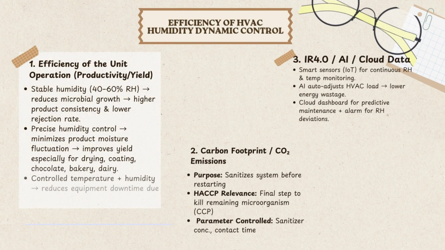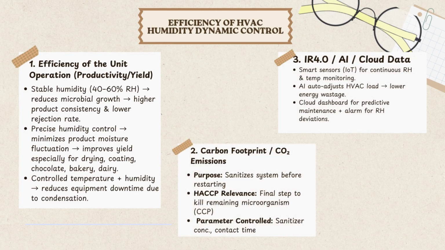From the industrial point of view, I will focus on the efficiency of HVAC humidity dynamic control in food processing facilities. First, regarding productivity and yield, stable humidity, typically between 40 to 60% RH, is essential for maintaining product consistency. Proper humidity control reduces moisture fluctuation, prevents condensation, and lowers microbial growth risk. This directly decreases product defects and increases overall yield, especially in drying processes, bakery operations, chocolate production, and dairy handling.